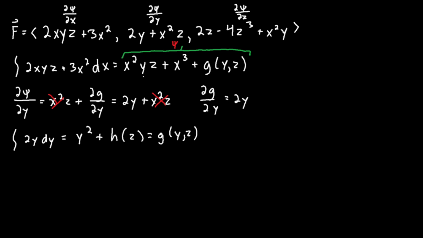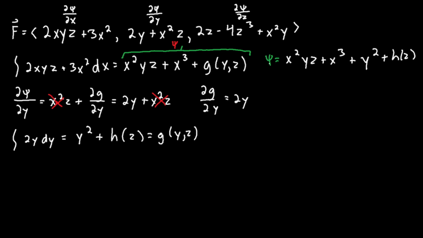So if you were to add all of that together into your original psi function, you would get, so let's write that here actually. You get x squared yz plus x cubed plus g(y, z) is equal to this guy right here. So you get y squared plus h of z. This is still your potential function. All we did was solve for g after calculating some integrals and partial derivatives, using the properties of a conservative vector field.